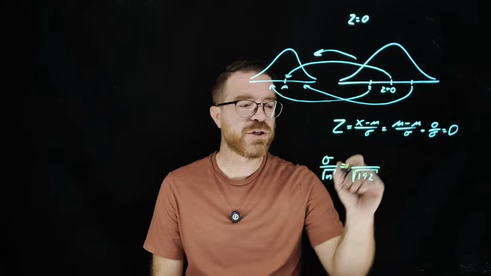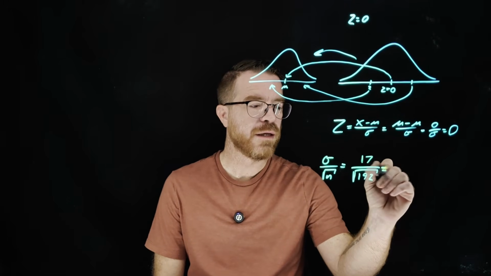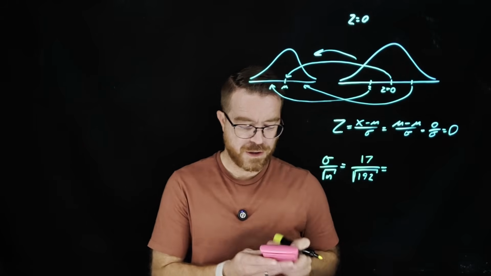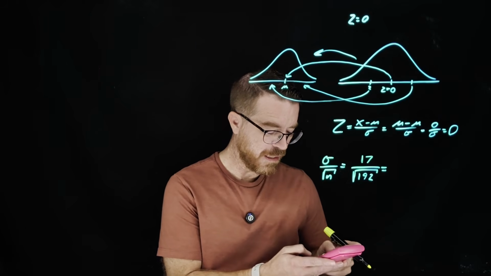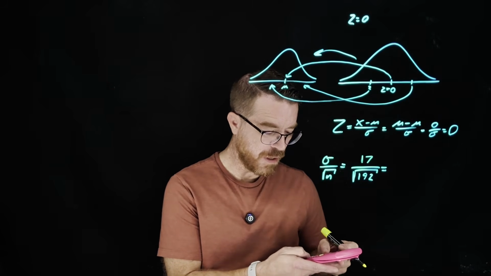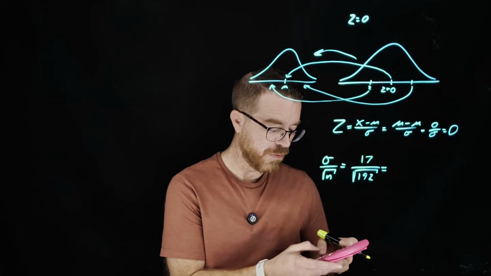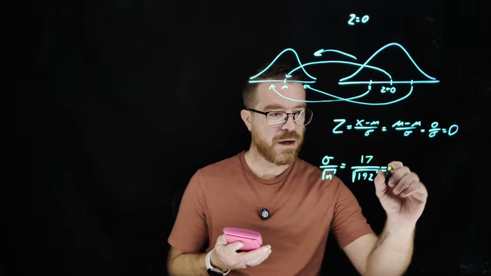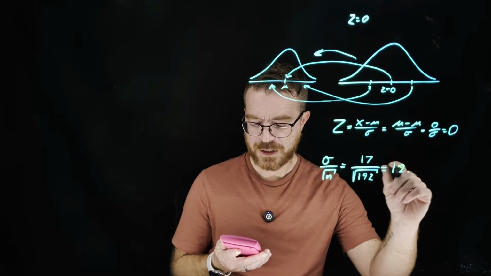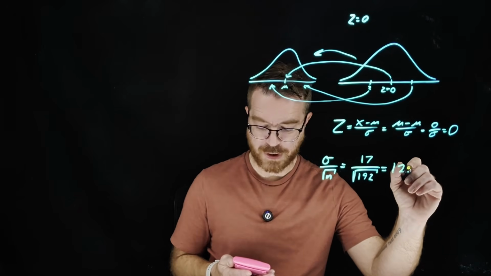And our standard deviation that we ended up with was 17. So plugging this into our calculator, we get 17 divided by the square root of 192, and we get a value of 12.2686. So I'm going to say 269.